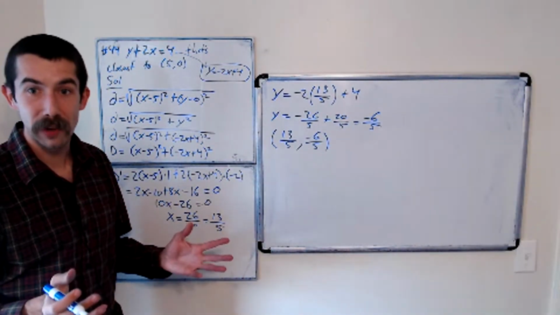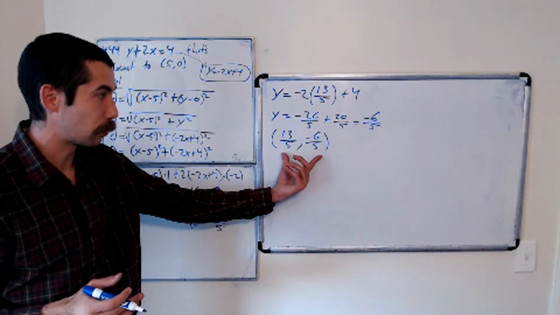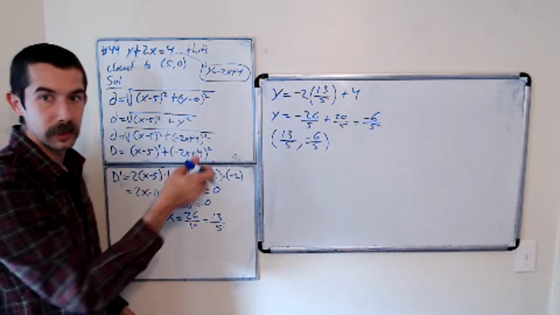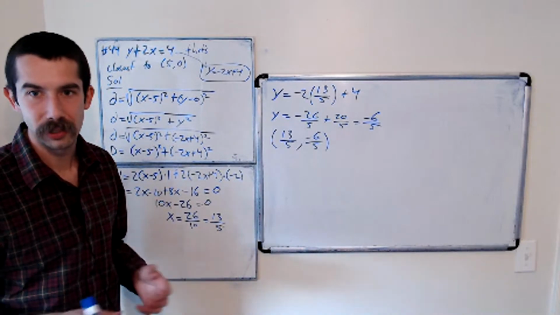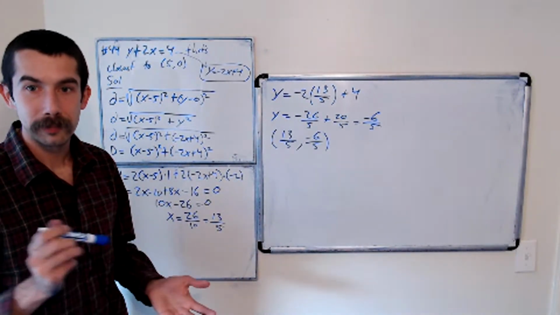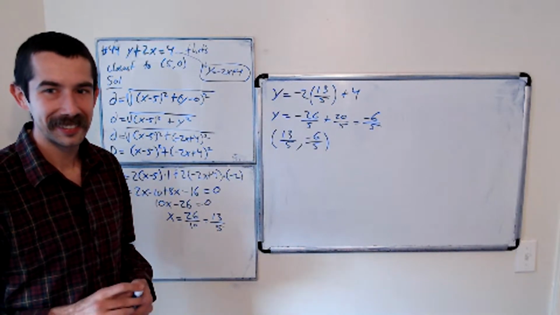Okay, and if you wanted to find what that distance was, how far this point is from the point (5, 0), you could just plug this into our distance formula here, to give you the distance. But I didn't ask for the distance, I just asked for the point. Okay, I'm going to call it quits.